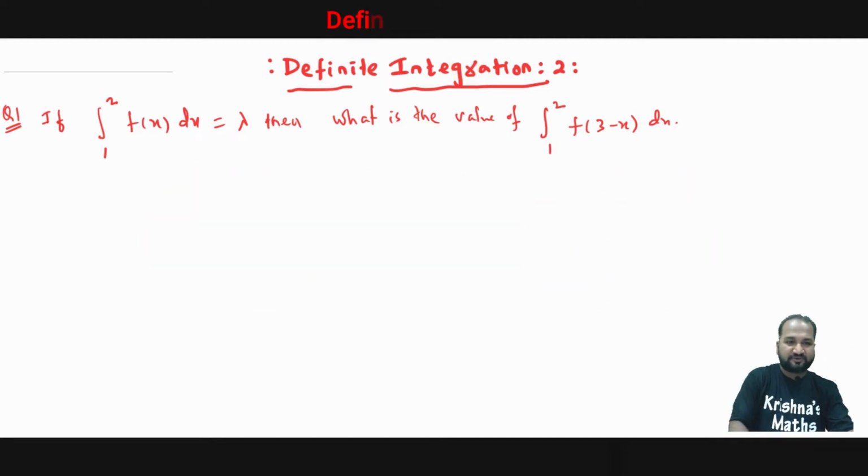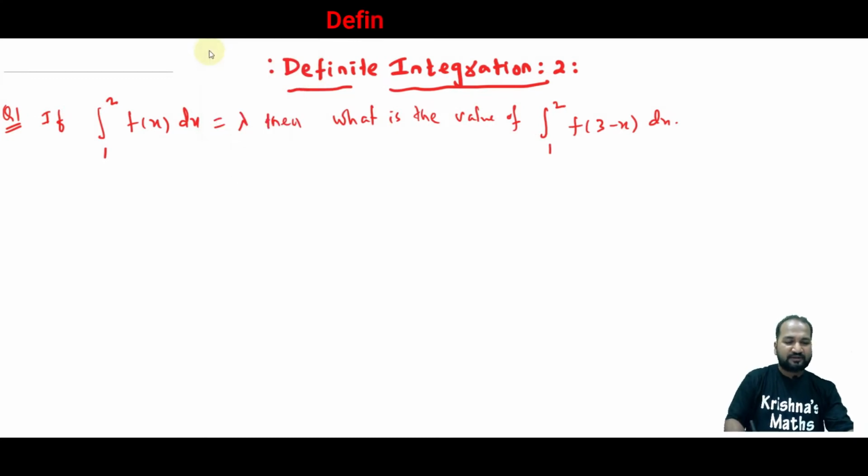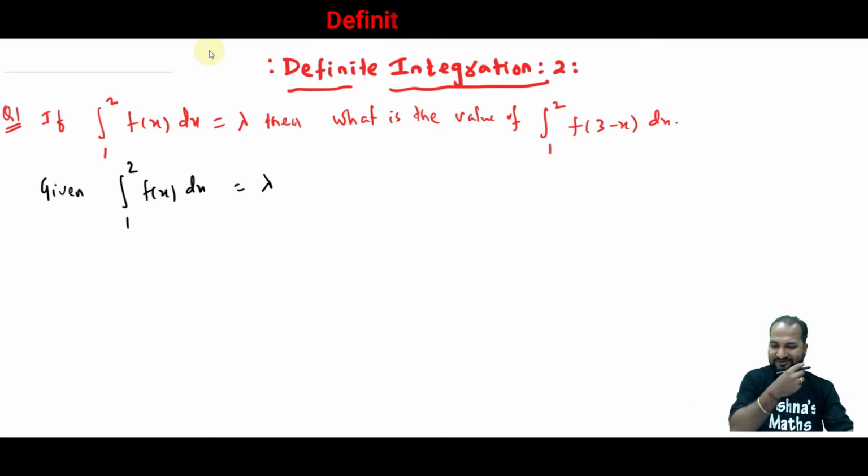So let's start with the video. The first question is integration 1 to 2 f of x dx is lambda. This is given. Now you need to find the value of integration 1 to 2 f of 3 minus x into dx. Use the property.